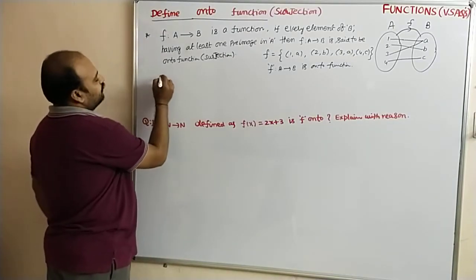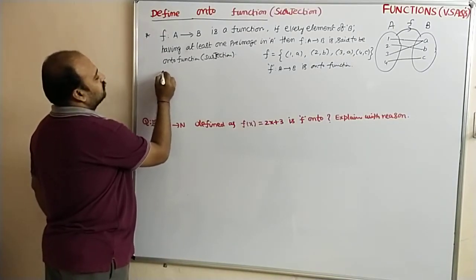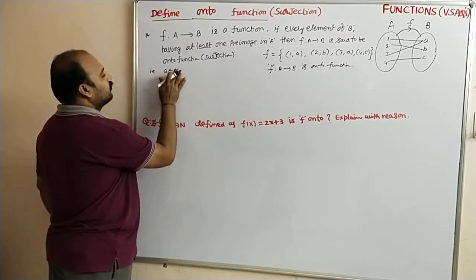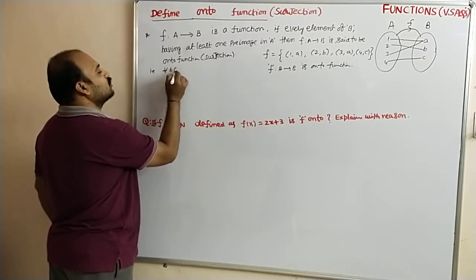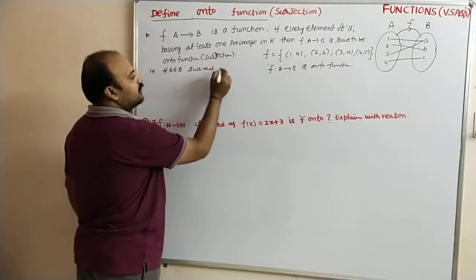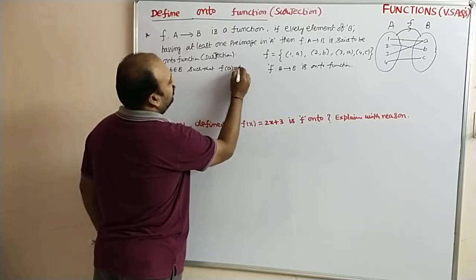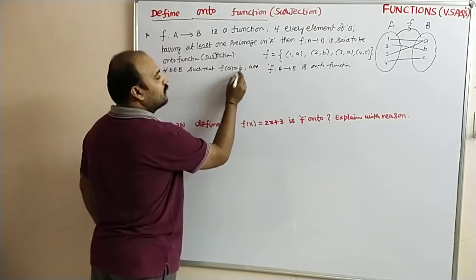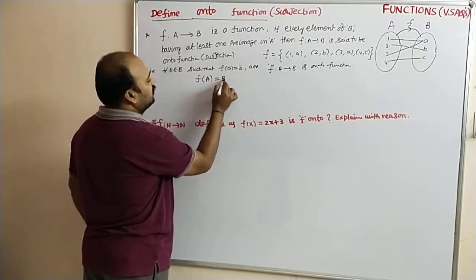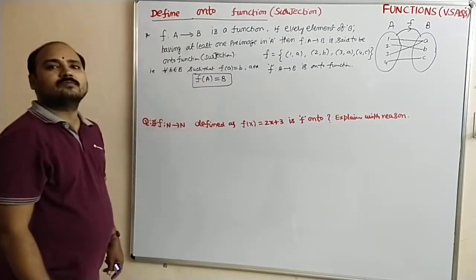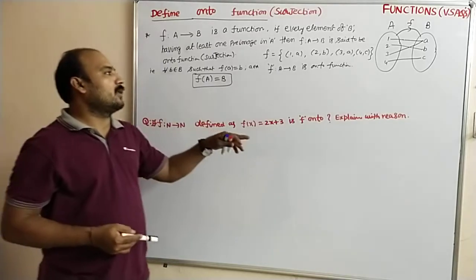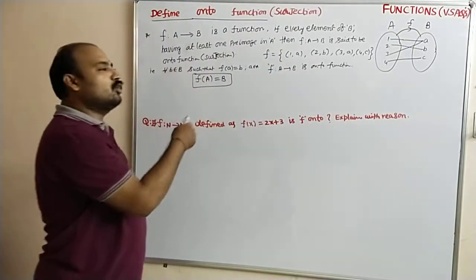In other words, for every b belongs to capital B there exists a belongs to capital A such that f(a) = b. Or we can write it like this also: f(A) = B. Codomain equals range. B is equal to the range. Codomain equals range of the function, f(A) = B.